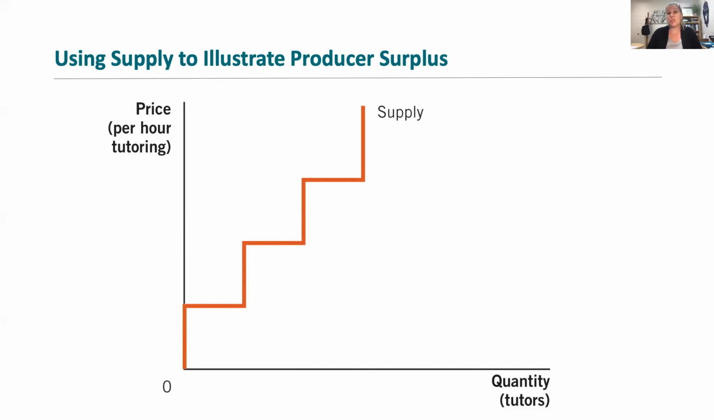Each person, each producer, is represented here by their own stair, and the height of their stair is their minimum willingness to accept or willingness to sell in exchange for the product or service that they have produced. The lowest stair belongs to Anne. She's willing to sell her tutoring services at $10 per hour.